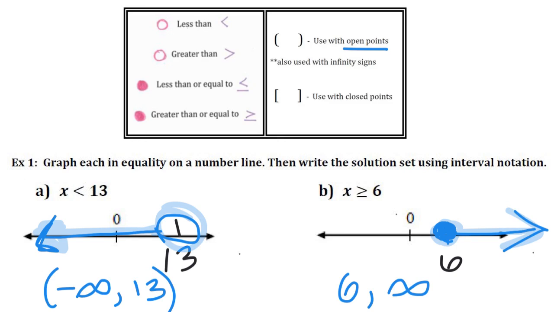Now when I look at the key up above, 6 was a filled in or closed point, so that needs a bracket. For 6, infinity will always get the parenthesis, and voila, there is your interval notation.